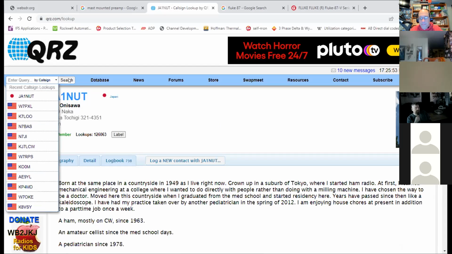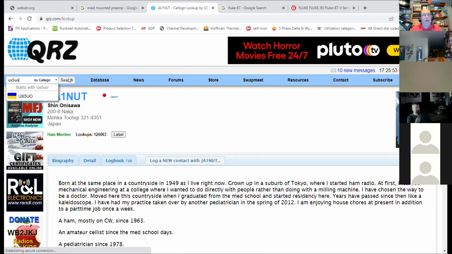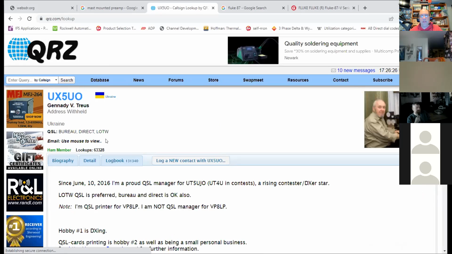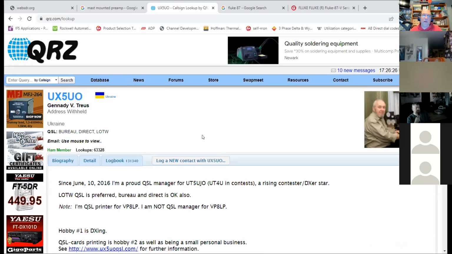So like, let's see, UX5UO. That's Gennady in Ukraine. He's actually a QSL card printer. So if you were to look at it, his name is obviously in Cyrillic, but his call sign is UX5UO, and that translates to English.